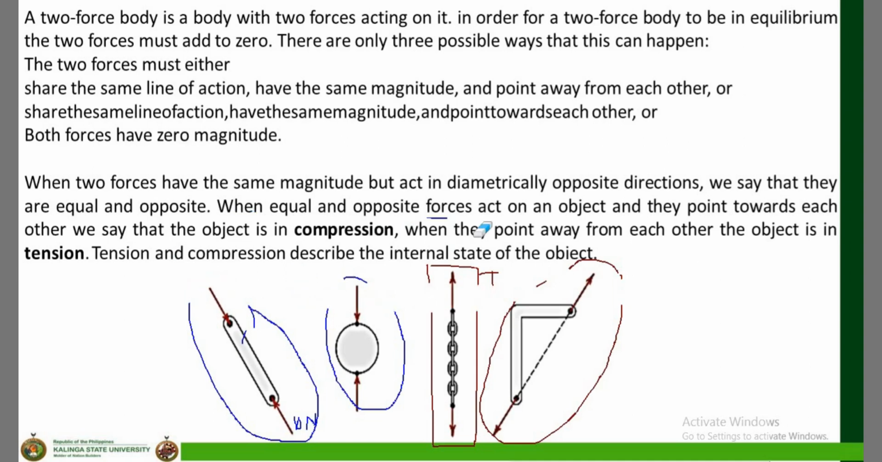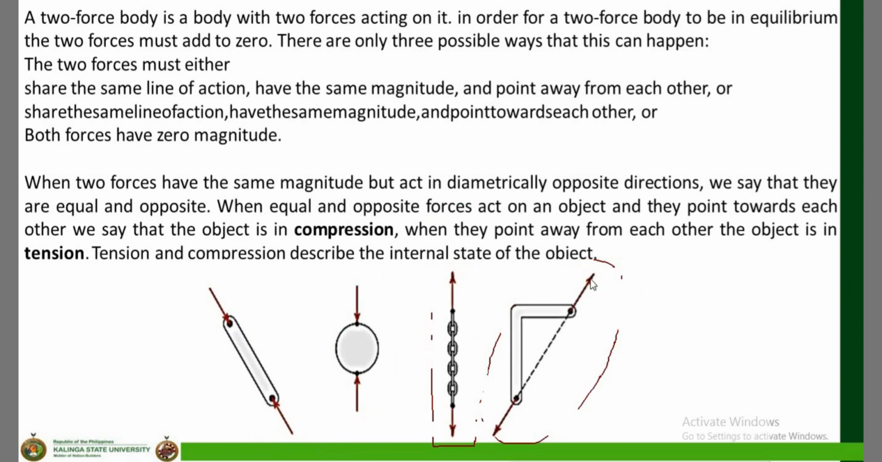Again, pag sinabing compression, yung arrow is pointing towards. Kapag namang tension, the arrow is pointing away from each other. Okay? So that is the difference between compression and tension. Do not be confused with these two directions of arrows.